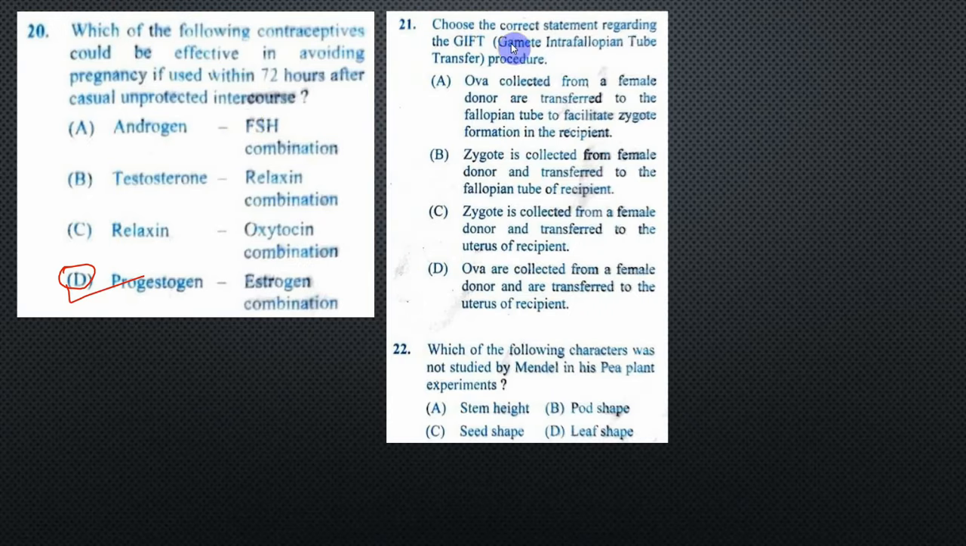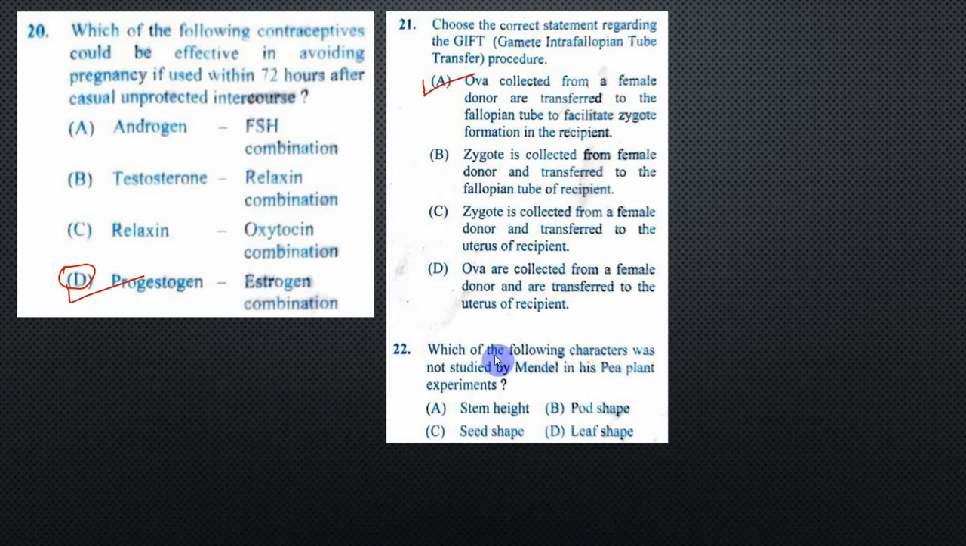Choose the correct statement regarding GIFT, that is gamete intrafallopian tube transfer procedure. So option A is ova are collected from the female donor and are transferred to the fallopian tube to facilitate the zygote formation in the recipient. Yes, that is the right answer. The first option itself tells us the right answer. It is an assisted reproductive technique where the gametes are collected and transferred into the fallopian tube. So the first option itself is correct, and I don't have to read the remaining options.